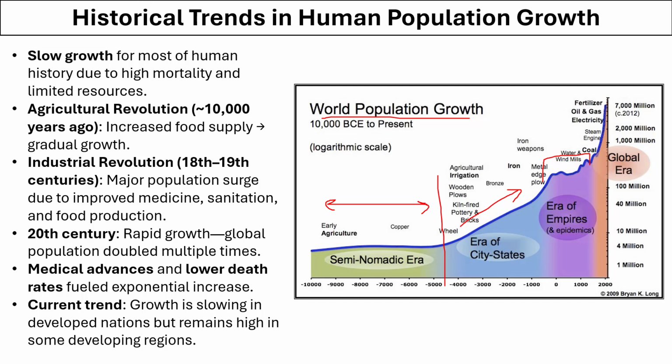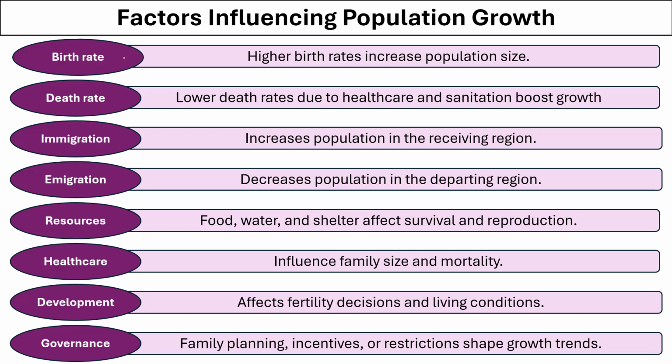In the current scenario, the growth rate is slowing down a little bit in more developed nations, but in developing nations, as more medicine and medical facilities are becoming available and food resources are becoming available, the population growth rate remains high. The factors that influence growth rate are birth rate, which is the number of people born, and death rate.